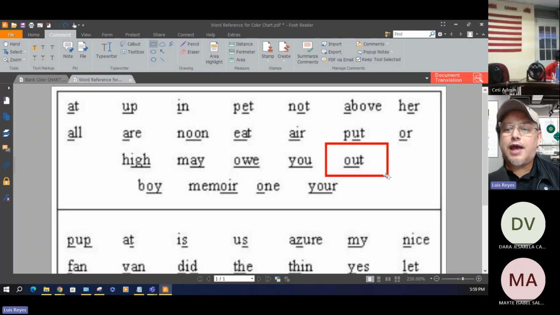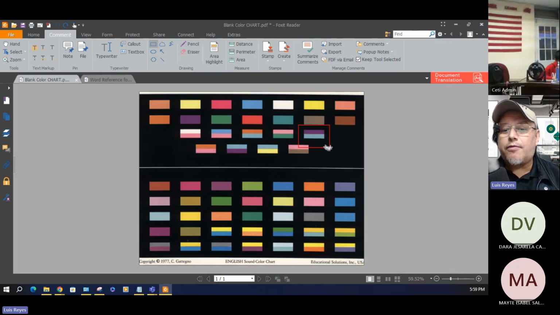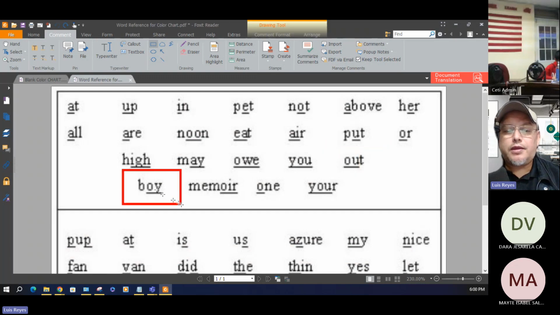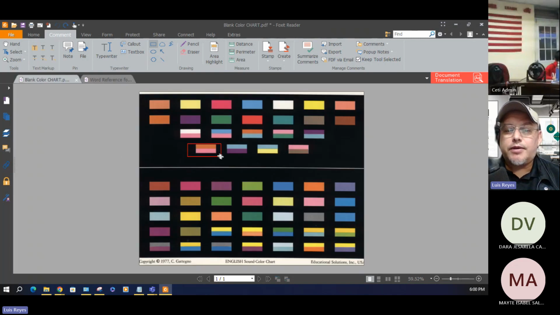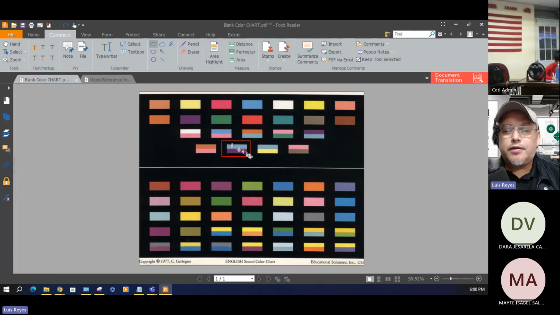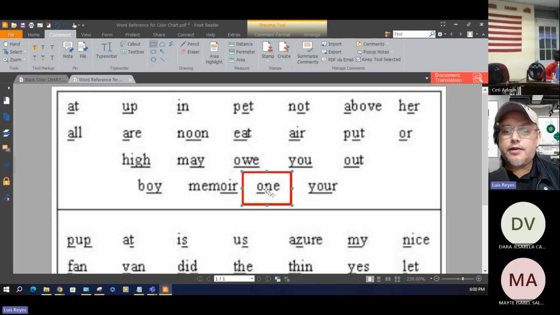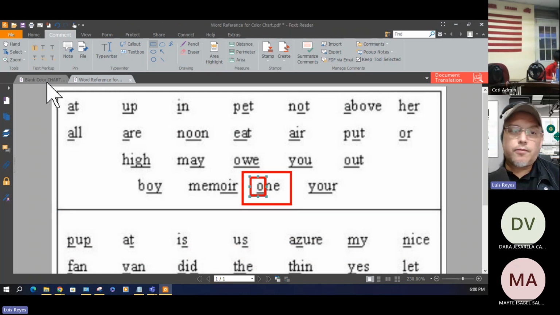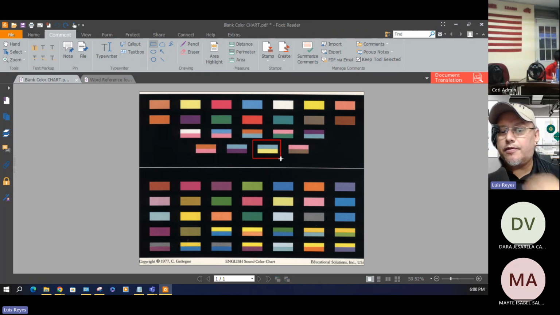Then we have out with the sound ow, and that is the sound we have here, purple and gray. And then we have boy with the sound oi, and that is the sound we have right here, brown and pink. Then we have memoir with the sound were, and that is the sound we have here. Then we have one, the word one, with the sound of wa, and that is the sound we have here.